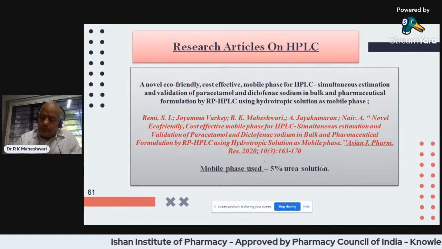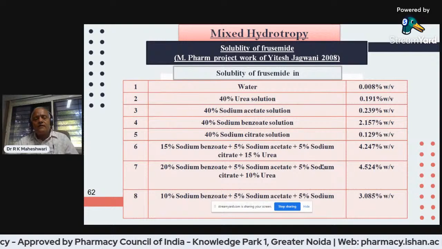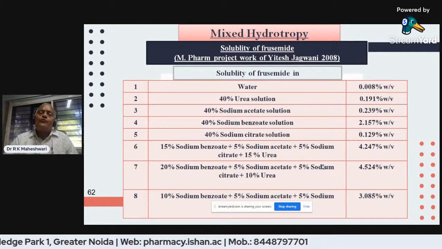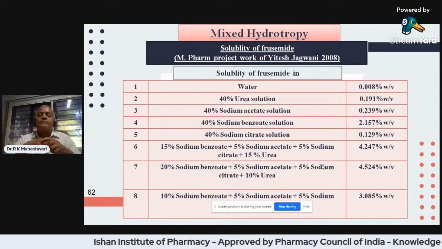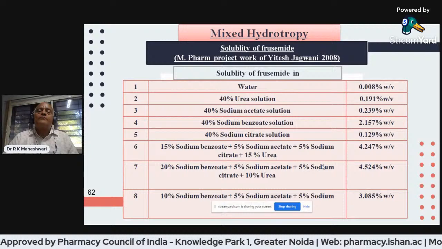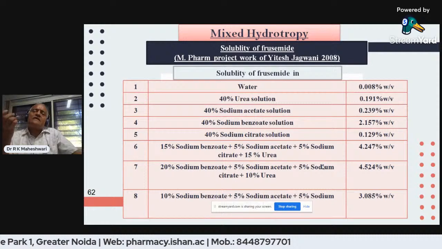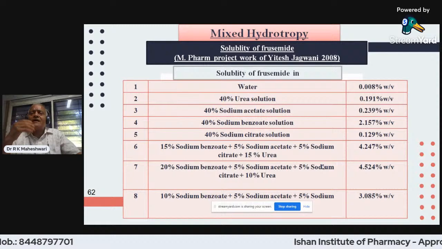Now, coming to mixed hydrotropic solubilization. I told you that hydrotropic solubilization is about a 100 year old concept. No one had employed mixed hydrotropy before 2008. In 2008, we started mixed hydrotropic solubilization. The beauty of mixed hydrotropy is that you can make pharmaceutical dosage forms using it and the products can be marketed. Otherwise, with single hydrotropic solutions, a large concentration is employed, so formulations can hardly be marketed.